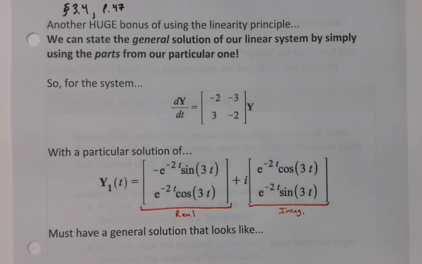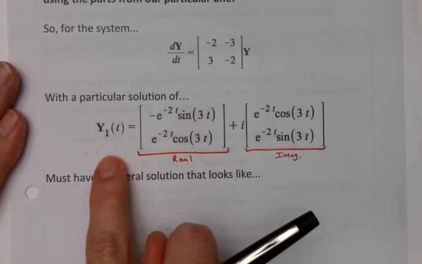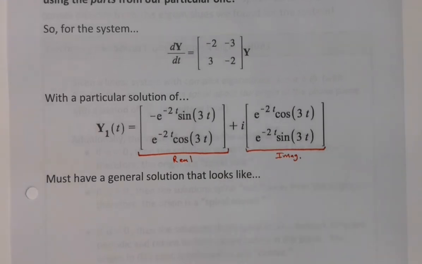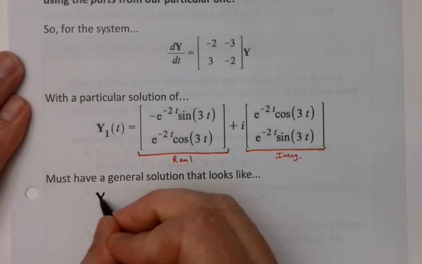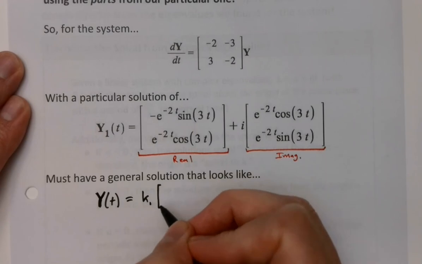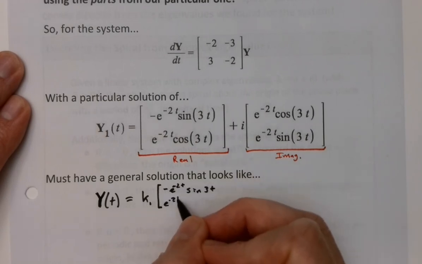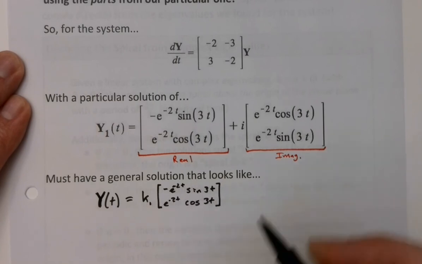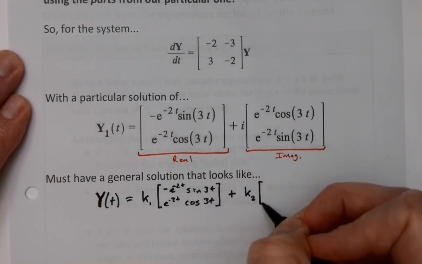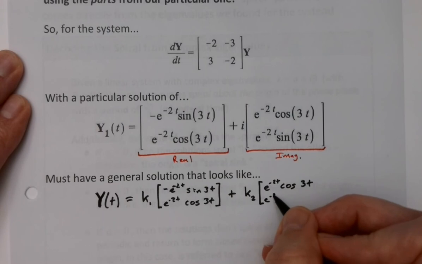And so this must have a general solution that looks like, and so we're going to put things together. This particular system that we started off with has a single particular solution, y1, that looks like this. From this one, we can drop the i here and treat each one of these as if they're their own straight line solutions and wind up with a general solution, y of t, that looks like this. We're going to stick a constant, k1, in front of this part: negative e to the negative 2t sine 3t up top, and e to the negative 2t cosine 3t on the bottom, plus k2, another constant. These are constants for our parts. And then over here, it's just everything inside this matrix: e to the negative 2t cosine 3t on top, and on the bottom e to the negative 2t times sine of 3t.